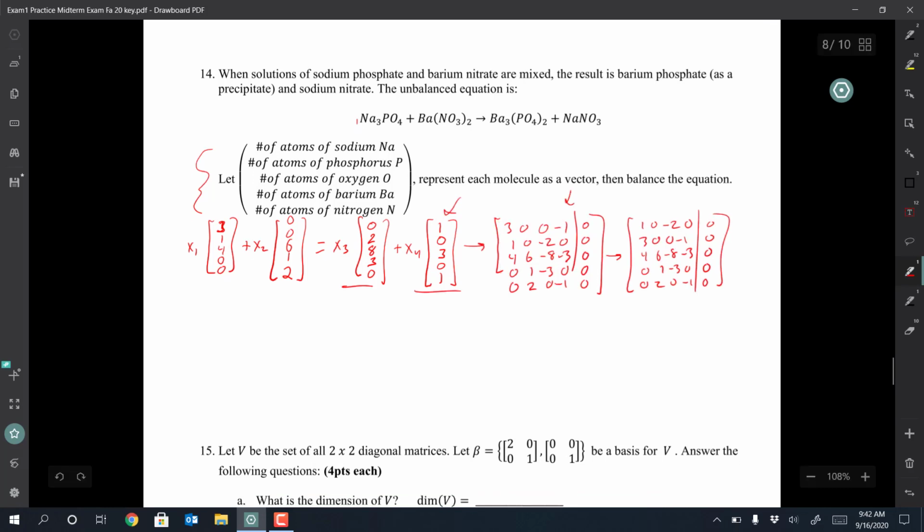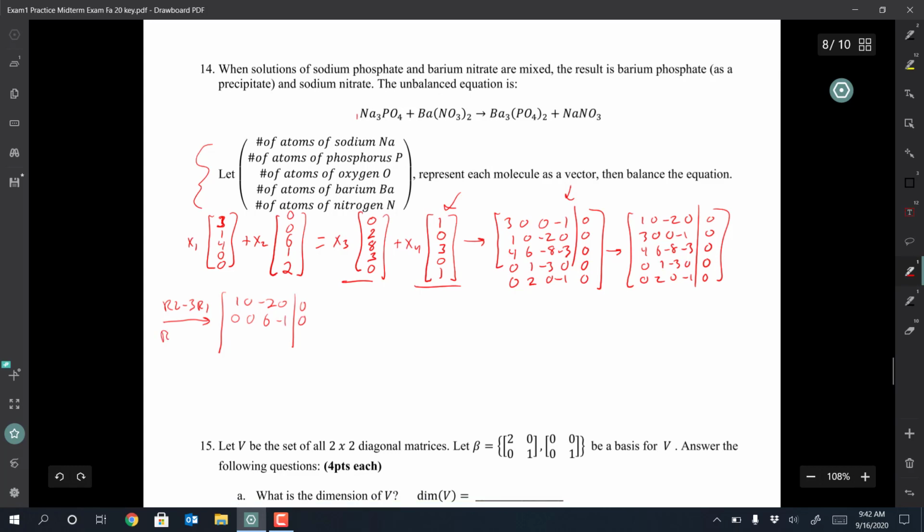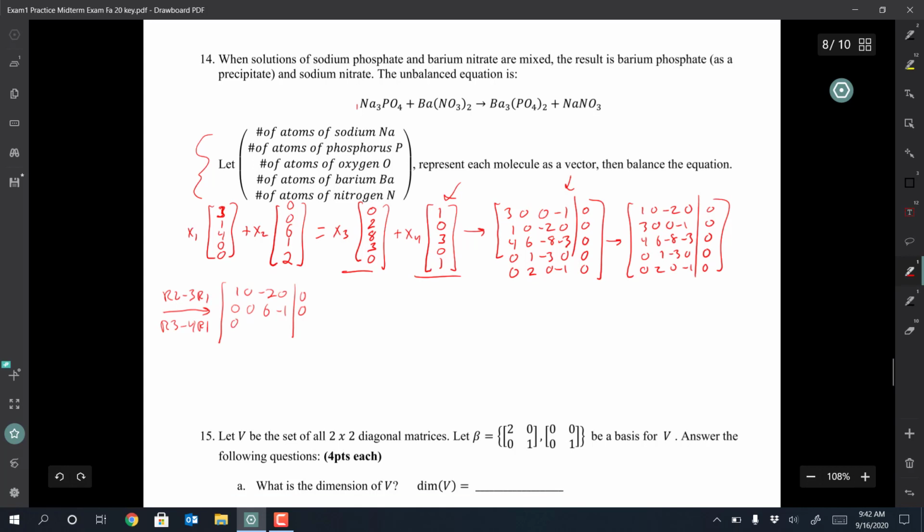Okay, so now I'm going to carry on with my row reduction. I'm going to do row 2 minus 3 times row 1. First row is going to stay the same. Second row is going to become 0, 0, positive 6, negative 1, 0. Then I'm going to do row 3 minus 4 times row 1. I'll get 6 minus 4 times 0, which is 6. I will get negative 8 minus 4 times negative 2. That's going to be 0. And negative 3 and 0. And then my last 2 rows will be the same.